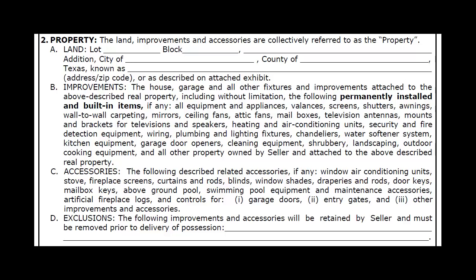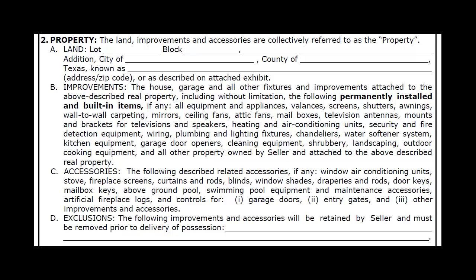These are items that are not permanently installed or attached, but they still convey, they're still part of the legal agreement here, and it includes things such as the curtains and rods, fireplace screens, blinds, window shades, draperies, rods, door keys, mailbox keys, above ground swimming pool keys, maintenance accessories, and that sort of thing.